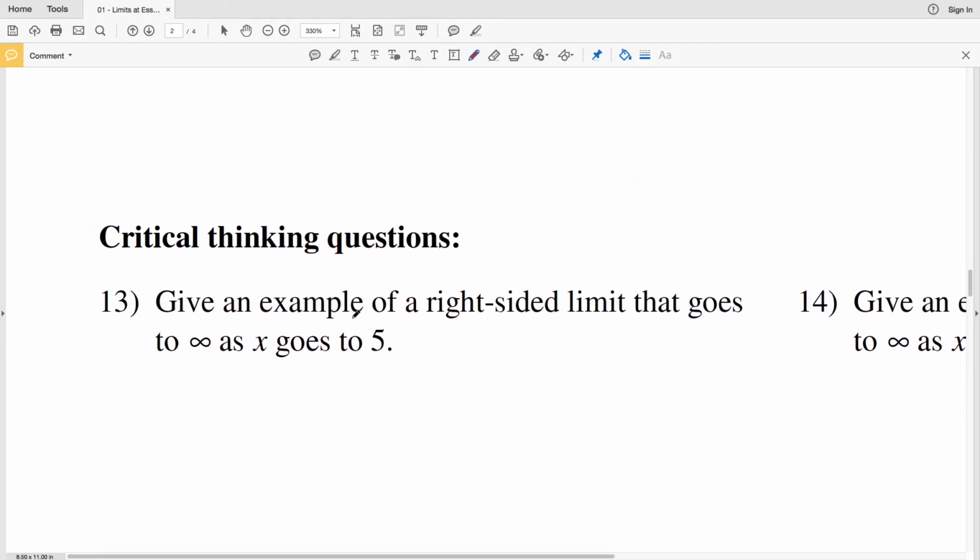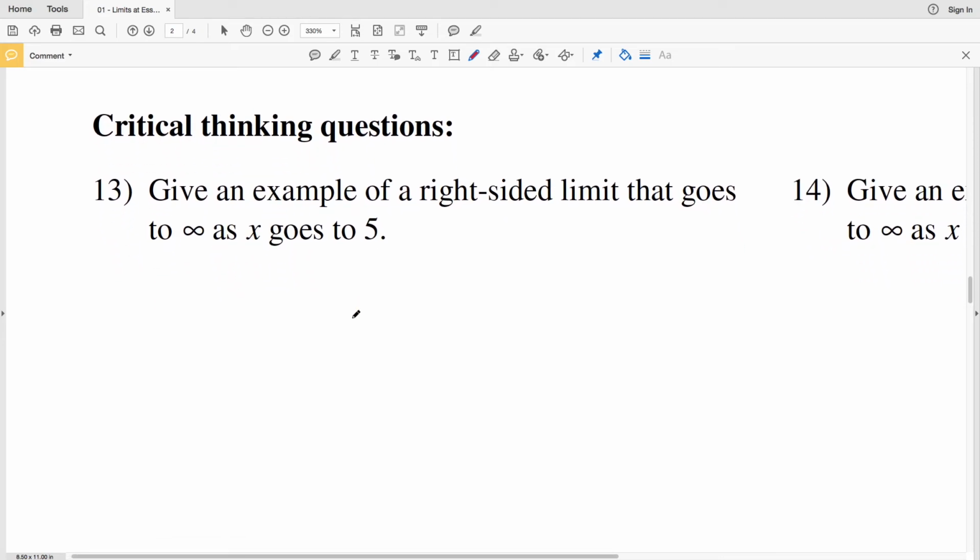Now for our critical thinking questions, number 13 says to give an example of a right-sided limit that goes to infinity as x goes to 5. So we just need to make sure we're not accidentally creating a removable discontinuity. We want that limit to go to positive infinity as x goes to 5. So we can start with the limit as x goes to 5. Now we just have to find a function where, as x goes to 5, that limit is positive infinity, which means we need a positive number in the numerator, and because we're coming from the right, because it's a right-sided limit, we want that to be approaching 0 from positive values.